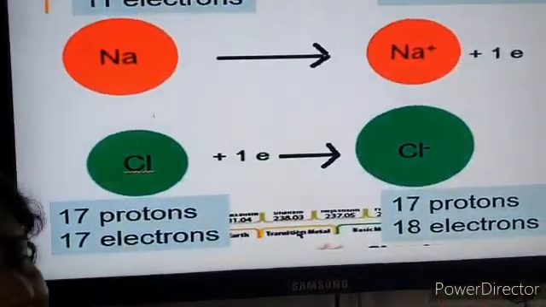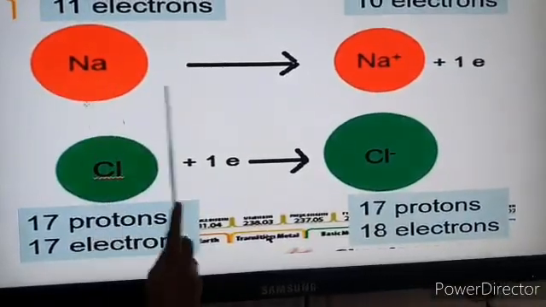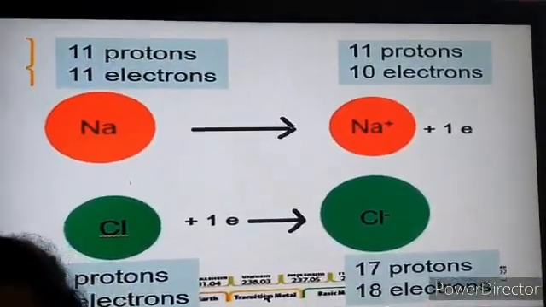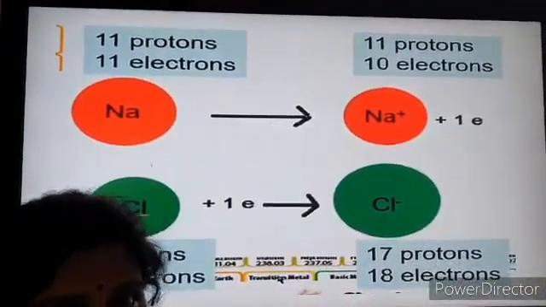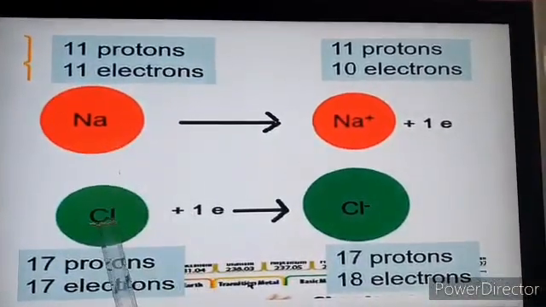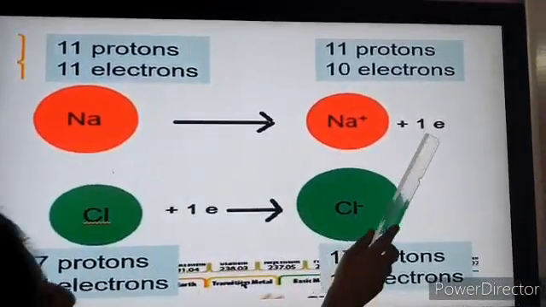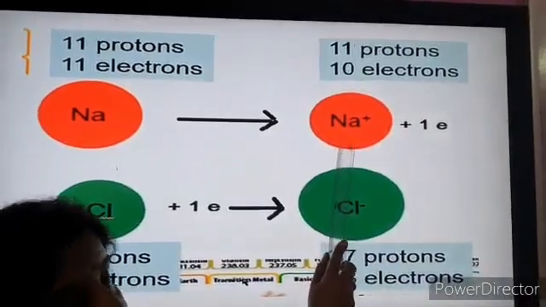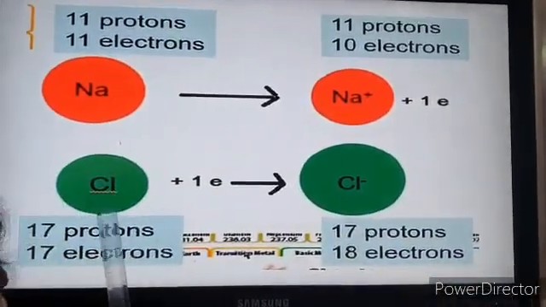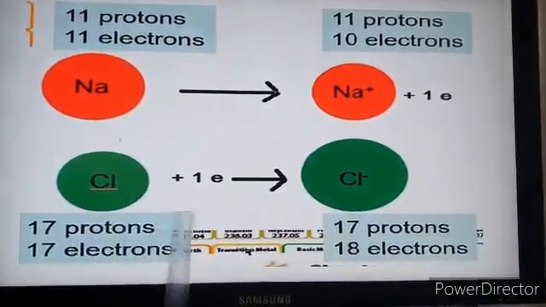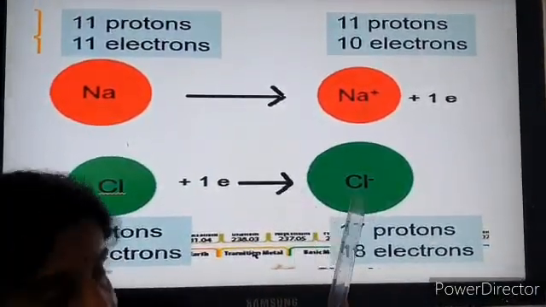Now when we compare the size of the neutral atoms and their ions, how does the size vary? Let us look at these ions. Sodium, by losing one electron, becomes a positive ion, Na+. And chlorine, by gaining one electron, becomes Cl-, a negative ion.